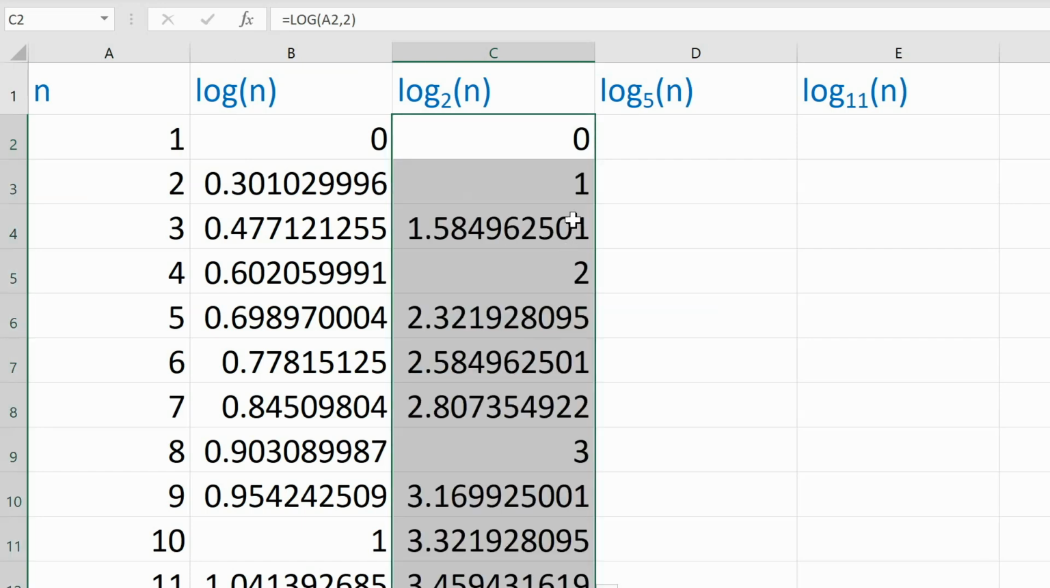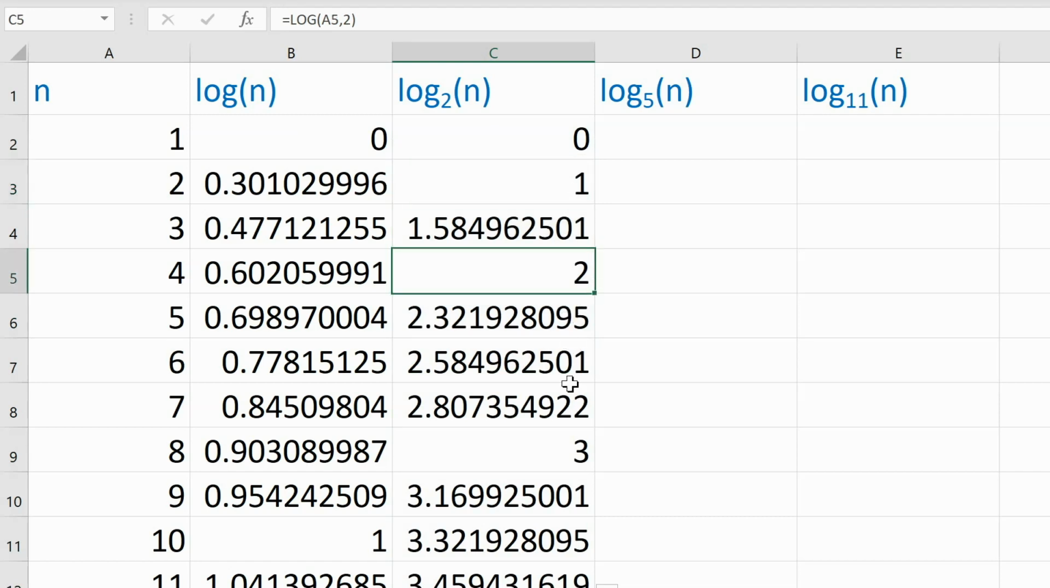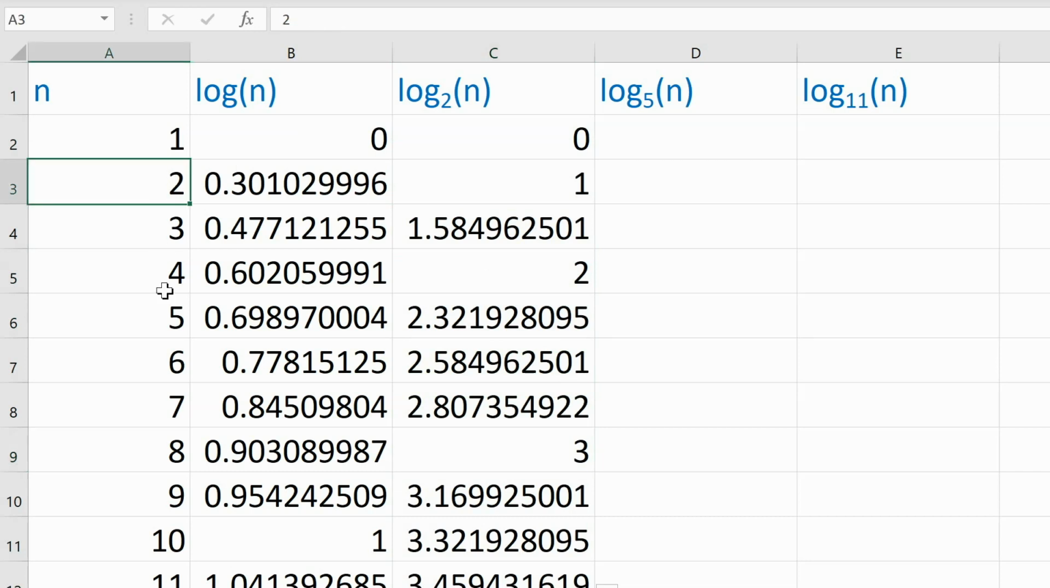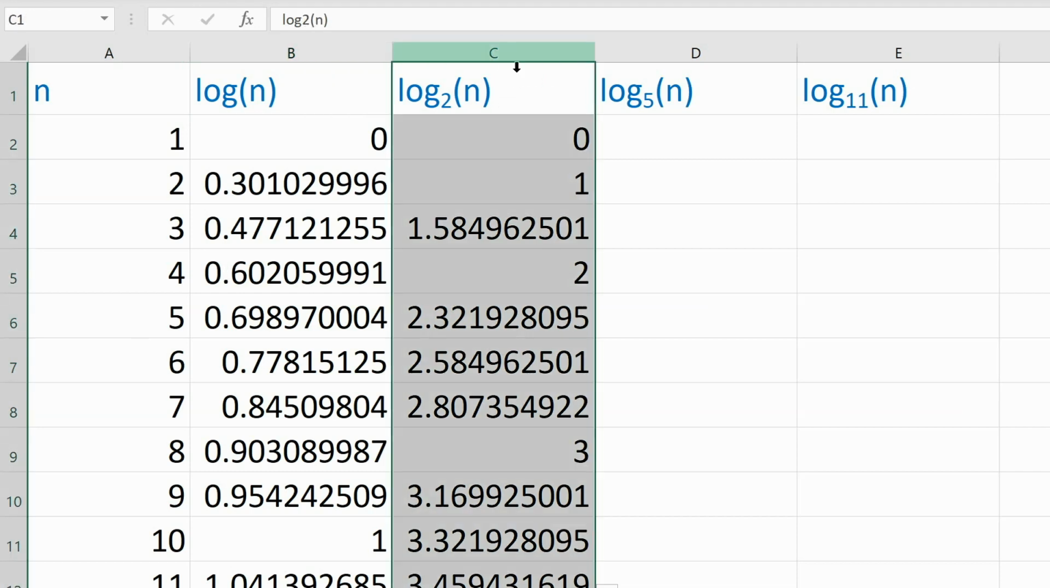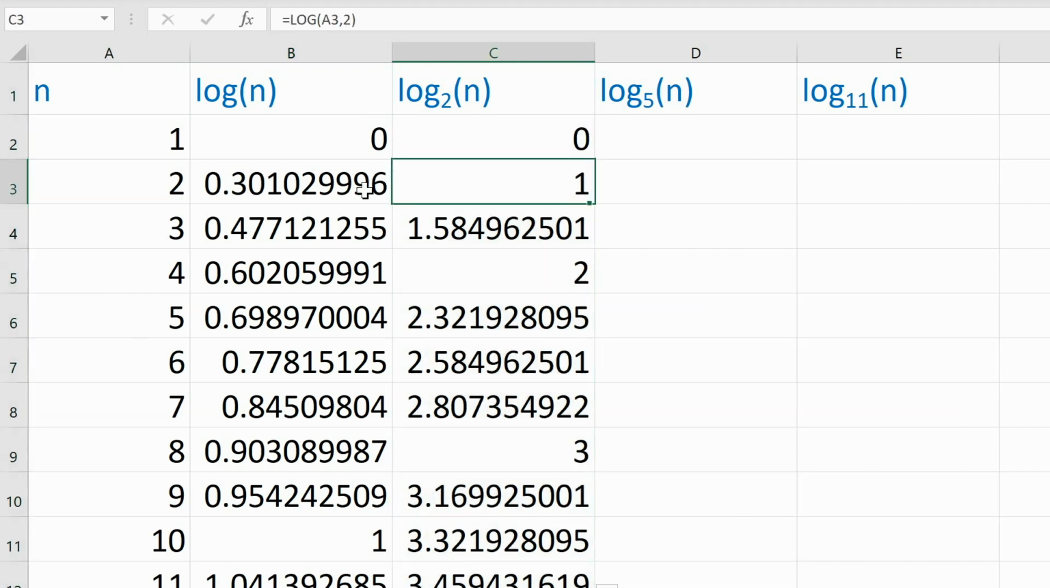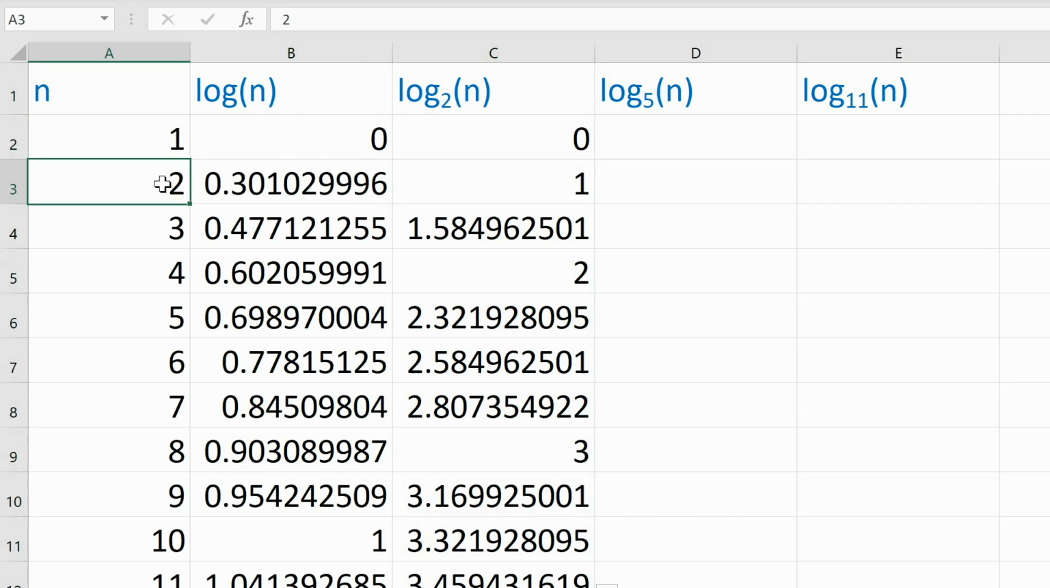All right, and you notice there are actually several numbers that are integers, whole numbers. They happen to be for 2 and 4 and 8. The reason for that is because those are nice whole number integer powers of 2, right? Here you're saying what power of 10 is the number we're looking at. Here you're saying what power of 2 is the number we're looking at. So when you get to 2, what power of 2 is 2? Well, it's 2 to the 1.